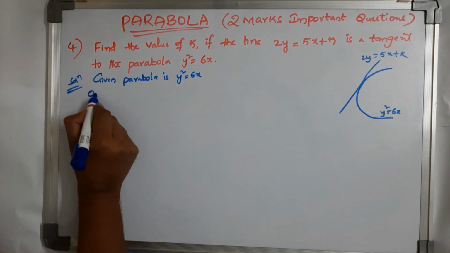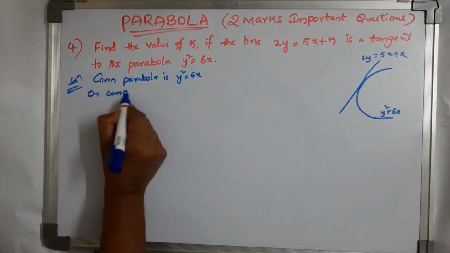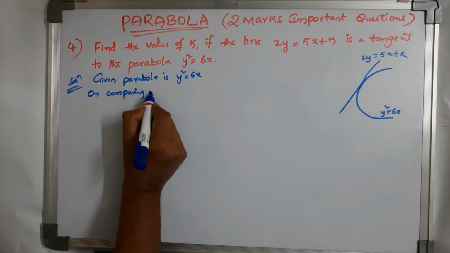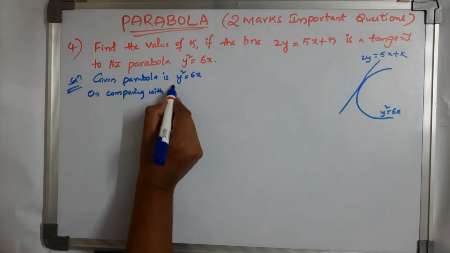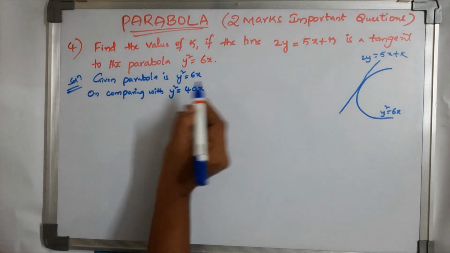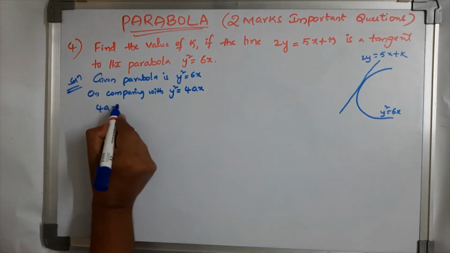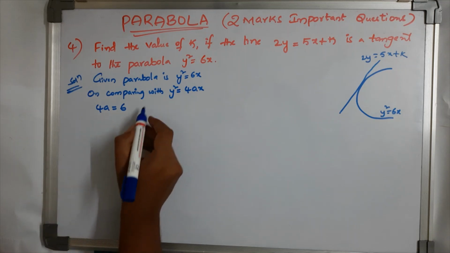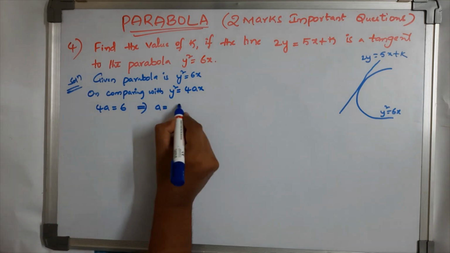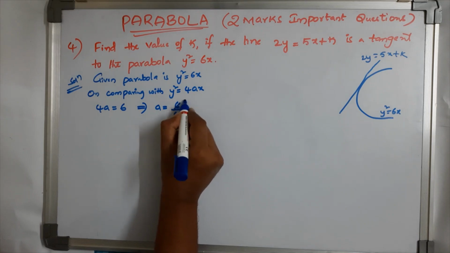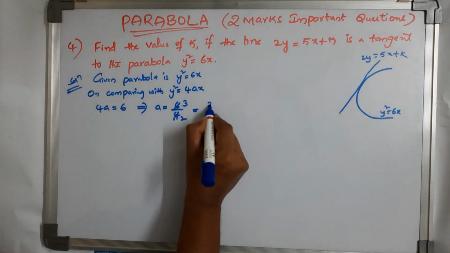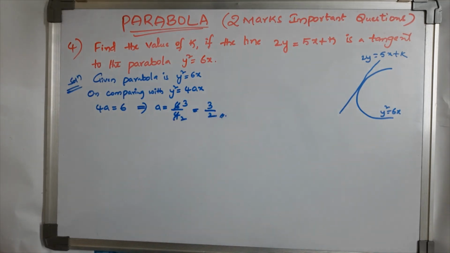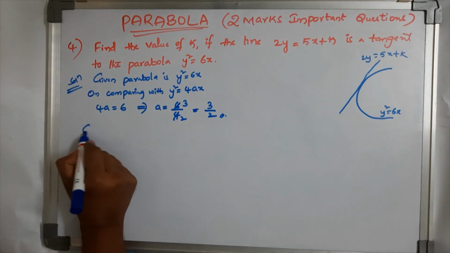On comparing with y square is equals to 4ax, we get 4a is equals to 6, right? On comparing with y square is equals to 4ax, we will get 4a is equals to 6. Now a would become 6 by 4, that is a is 3 by 2. Okay, right.